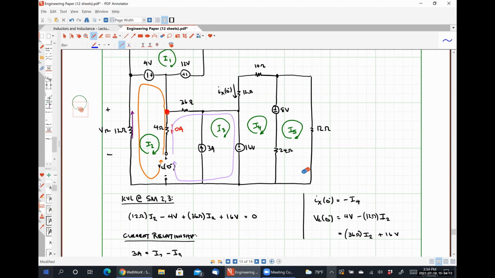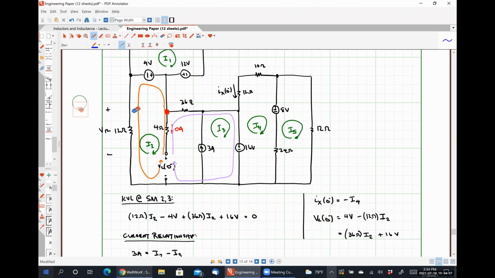So with the orange loop, I'm following that loop counterclockwise. And so since I know that there is no voltage drop over the 4 ohm resistor, I don't include it. Then I see the positive polarity terminal of the 4 volt source. Then I see my 12 ohm resistor through which a current of negative I2 is flowing.